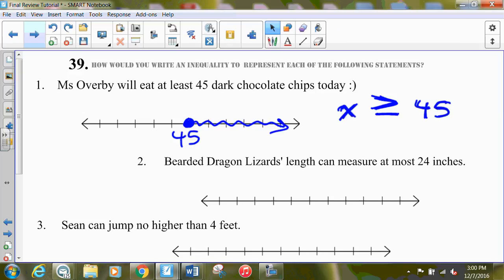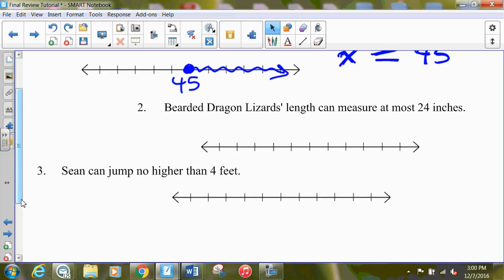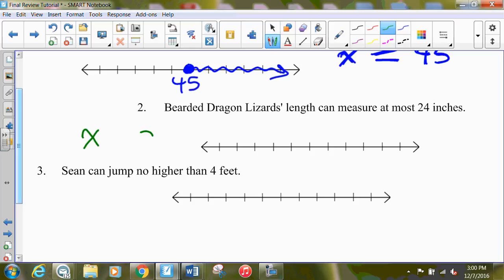All right, bearded dragon lizard's length, well, the bearded dragons are back again, can measure at most 24 inches. So when I think about how to write it, I think, okay, I've got an x on one side and a 24 on the other. And I think, can bearded dragons measure more than 24 inches? No. Can they measure equal to 24 inches? Yes. So they can be equal or they can be less than. So I'm going to find the 24 on the number line. I'm going to fill in the circle. And since it's less than, I'm going to shade to the left.